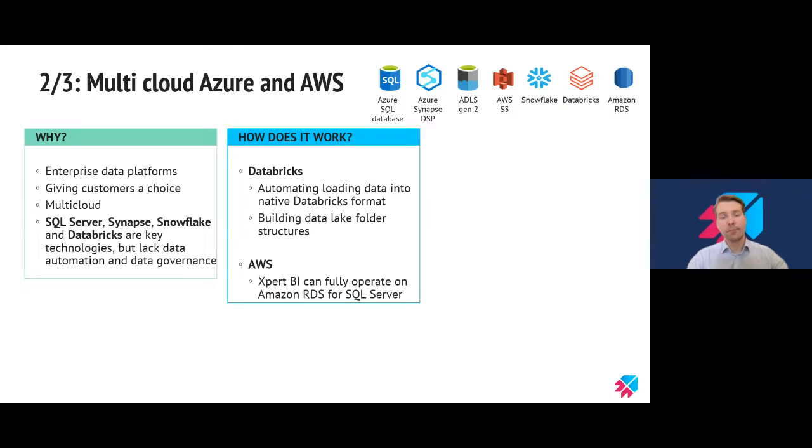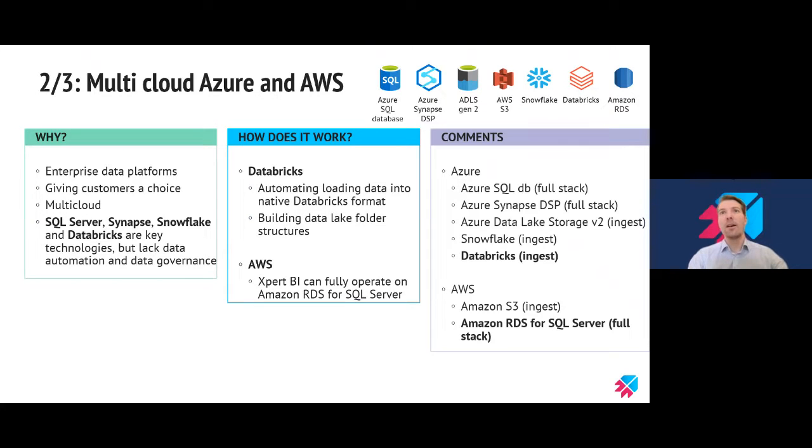The way it works is that, for instance, for Databricks, we can now automatically load data into the native file format of Databricks. And for Amazon Web Services, Xpert BI can now run fully inside the RDS for SQL Server. As you can see in the top right area, we now support quite a lot of different storage and processing technologies. There are different levels of support, but we have full stack in Azure SQL Database, Azure Synapse dedicated SQL pool, and the Amazon RDS for SQL Server. And we currently have ingest to Azure Data Lake Storage Gen 2, to AWS S3 buckets, to Snowflake and Databricks.